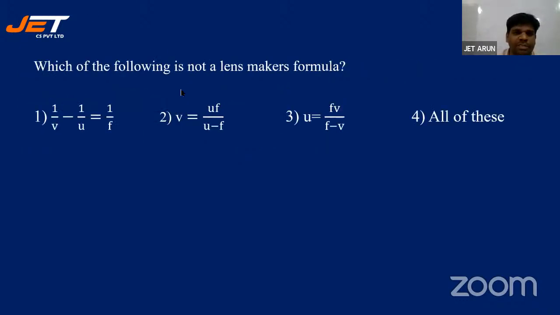Which of the following is not a lens maker's formula? Not a lens maker's formula. First one is definitely a lens maker's formula, no? Which one is not the lens equation, students? So do algebraic manipulation. Simple algebraic manipulation. Use pen and paper and do the algebraic manipulation. He's talking about the lens maker's formula or the lens equation.